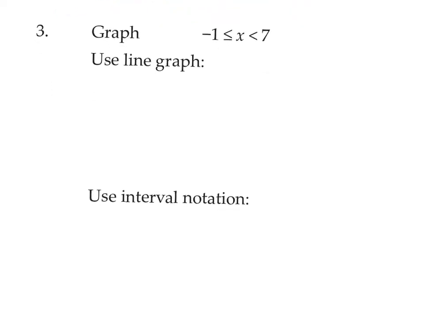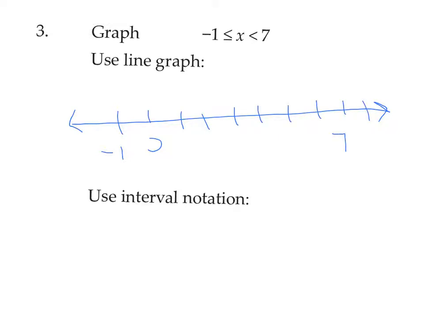All right, so for question 3, we have negative 1 is less than or equal to X, which is less than 7. So this is more like an and statement, but the and is implied by putting it all in one statement here. So starting with a line graph, this is 0, negative 1, and 7. So the important points are negative 1 and 7.